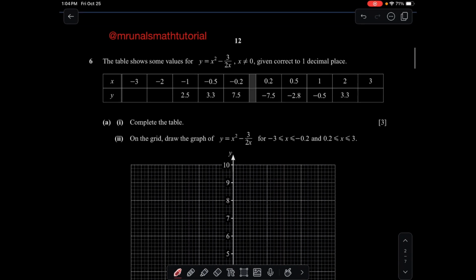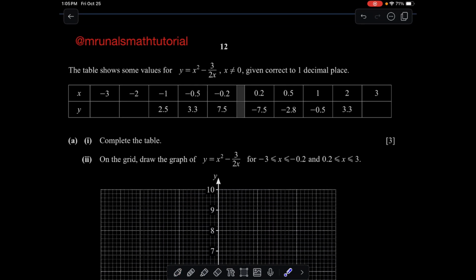Let's begin. Now here we are having y equal to x square minus 3 over 2x. So this is x in the denominator, which means that it is a reciprocal graph function. So the graph would be split up into two different quadrants. So let us complete the table of values here.